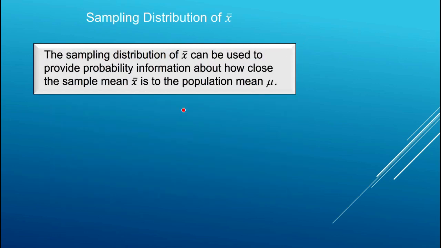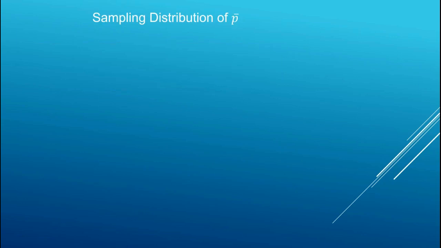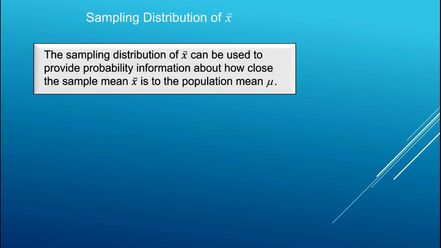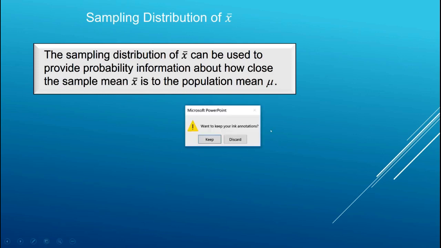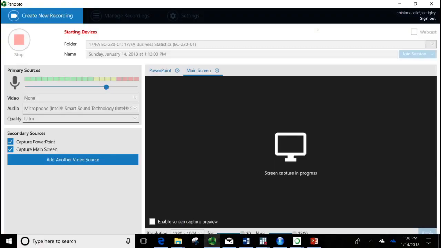So the sampling distribution of x bar can be used to provide probability information about how close the sample mean is to the population mean. Okay, we're going to do that next here. So I'm going to switch. I actually want to demonstrate this idea of a sampling distribution for you.